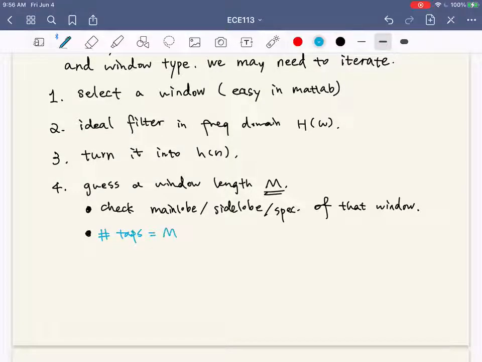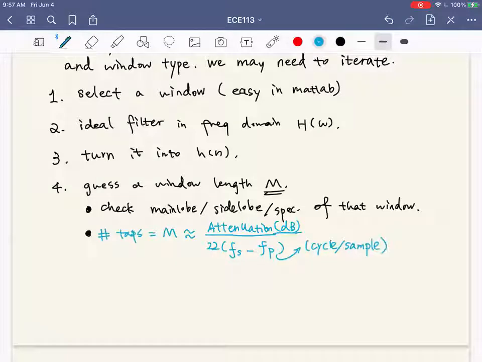Okay, so this is by engineering experience, it is approximately the attenuation, which is in dB here, over 22. I don't know how the 22 comes from, so this is from experiment. Okay, so the f here, their unit is cycles per sample. It is a small f, so you need to do some conversion. So by this means, we get an M, okay? So we have everything we need.